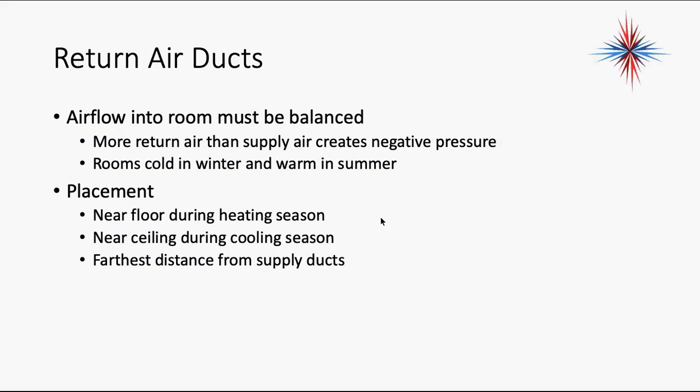We want the returns the furthest distance possible from the supply ducts. I want the air to circulate through the room before it gets sucked into the return. So when I place a return duct, I want it as far as possible from the supply. Does that all make sense to everybody? Any questions on this?